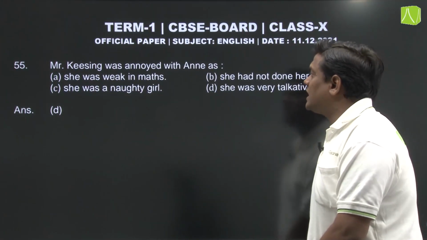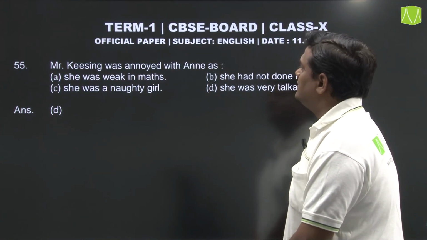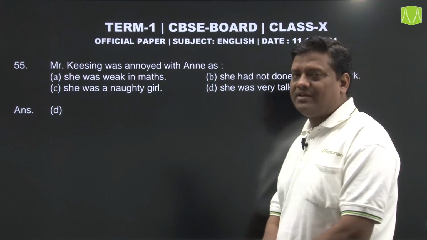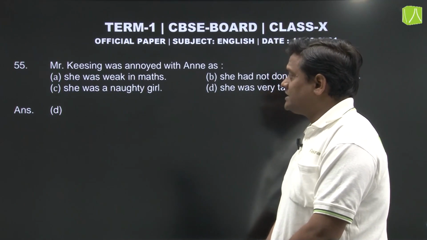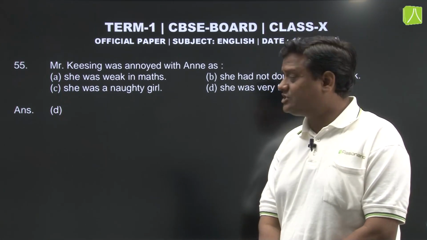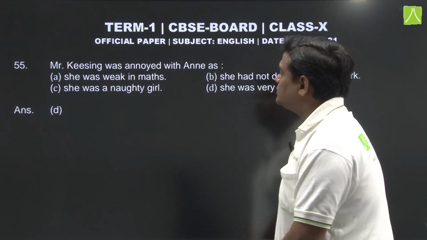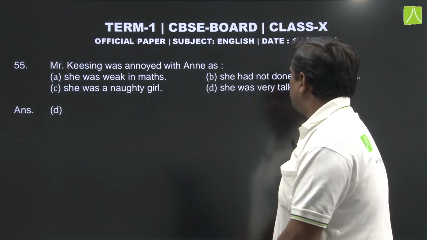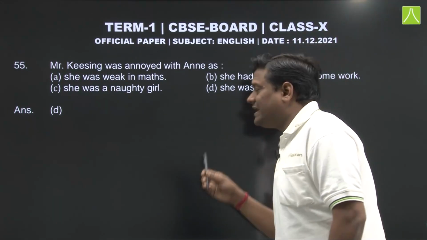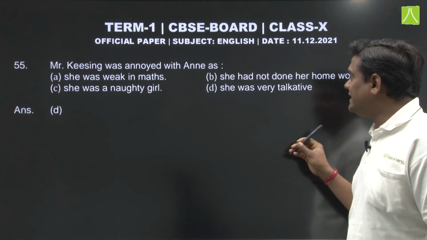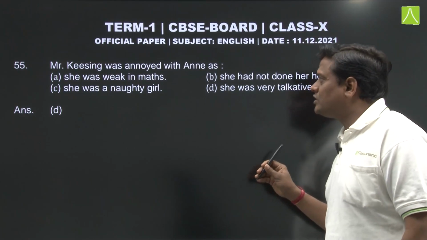Mr. Keesing was annoyed with Anne, as it is from Diary of Anne Frank, and Mr. Keesing was Anne's teacher. So he was annoyed because she was talking continuously. Option D is correct. She was very talkative. So Mr. Keesing was getting annoyed.